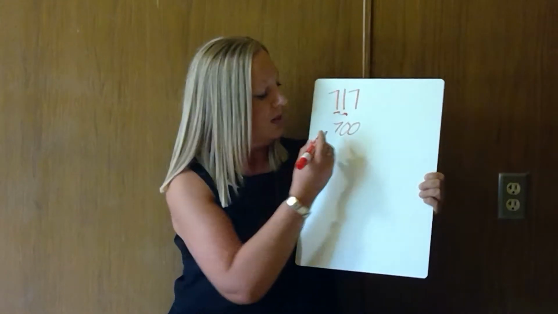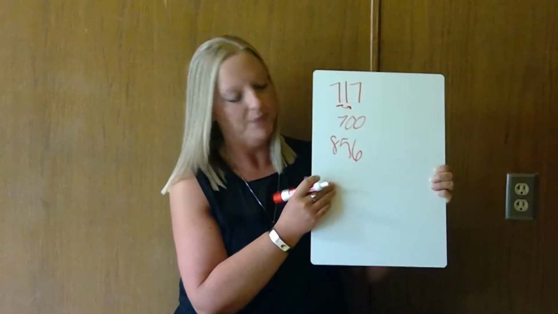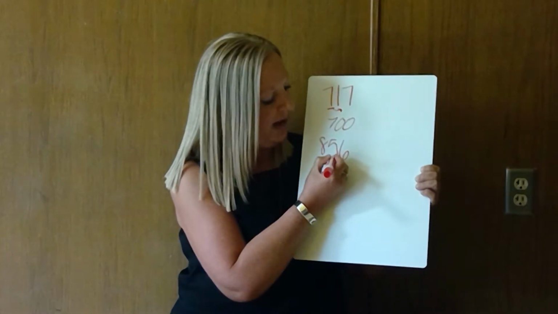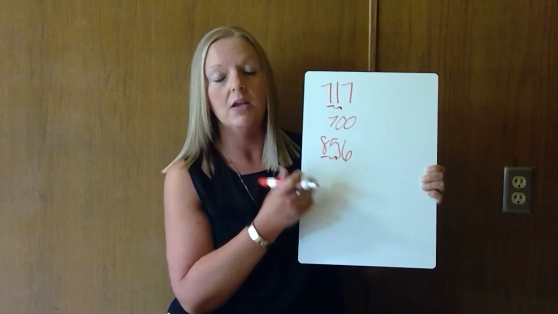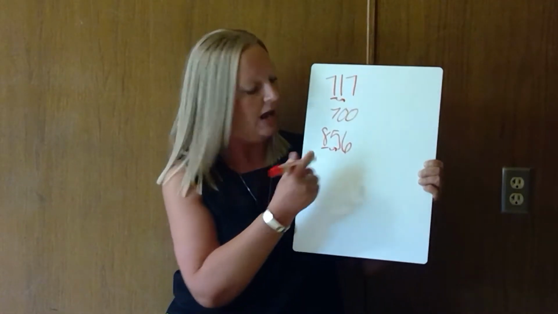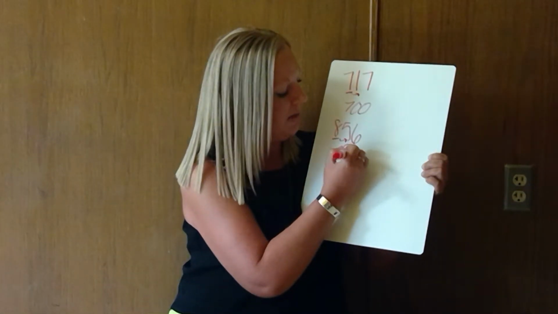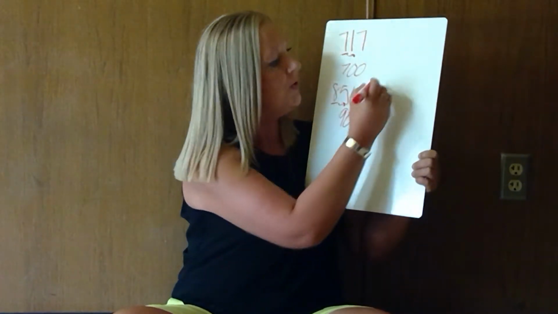Another example, let's do 856. I need to underline my 8 because that's my hundreds. I look to my neighbor. My neighbor is a 5. That 5 tells me the 8 to bump it up. So instead of an 8, it now bumps up to a 9. Everything else becomes zeros.